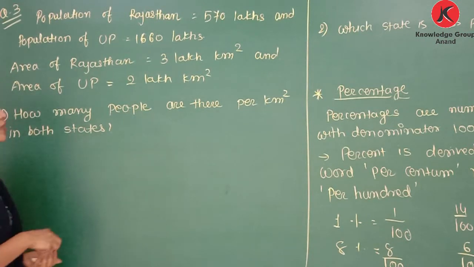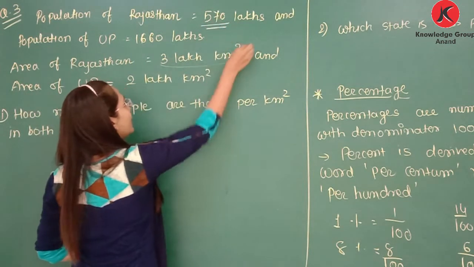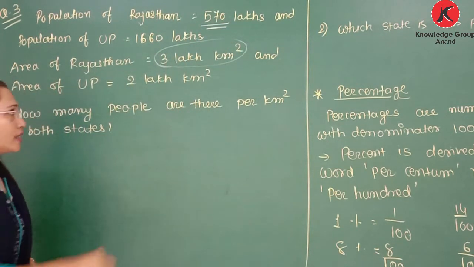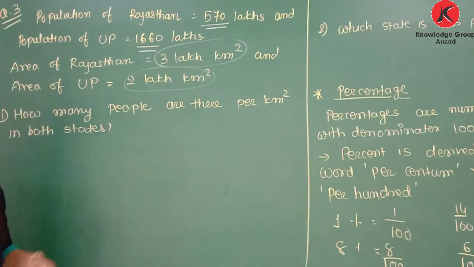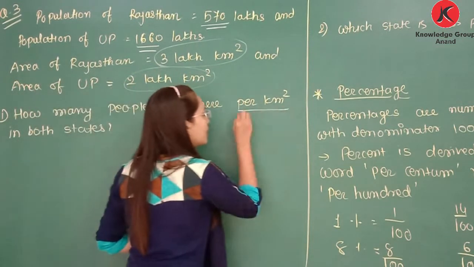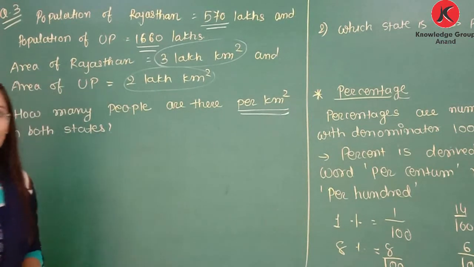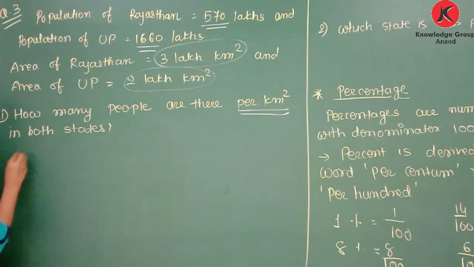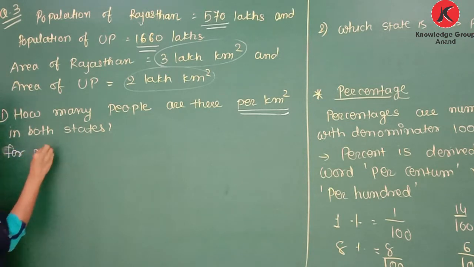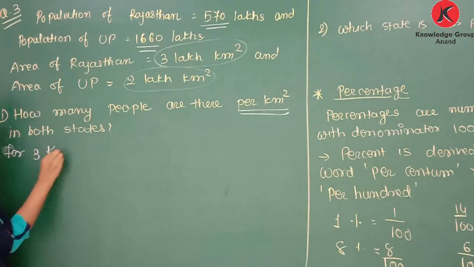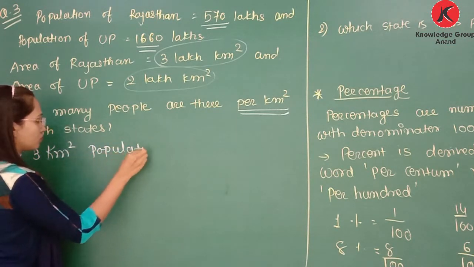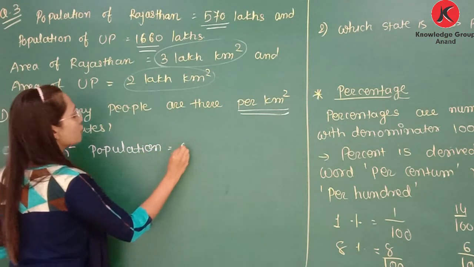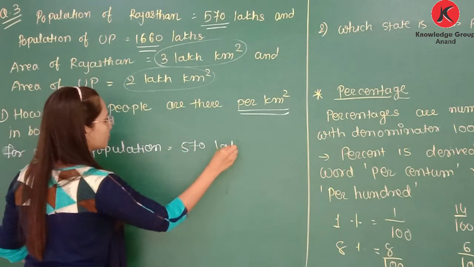So here the population is given for 3 lakh square kilometer and this population is given for 2 lakh square kilometer. So here we need to find per square kilometer. It means for 1 square kilometer. So we can write, for 3 lakh square kilometer, population is 570 lakhs.